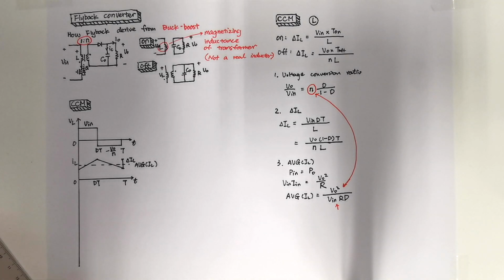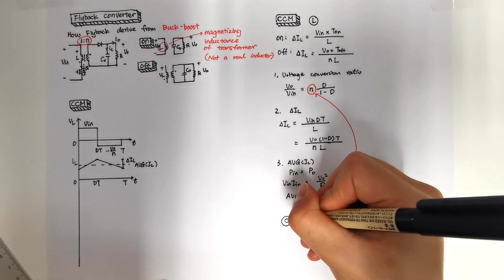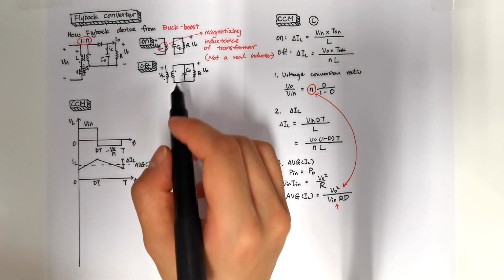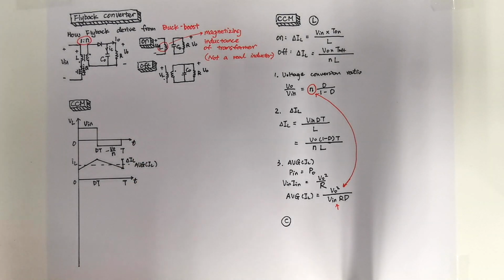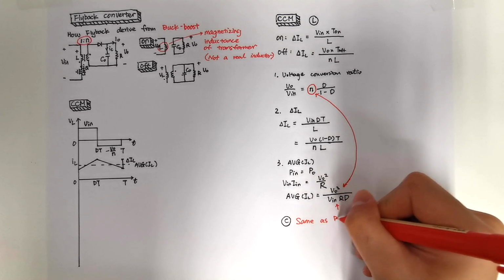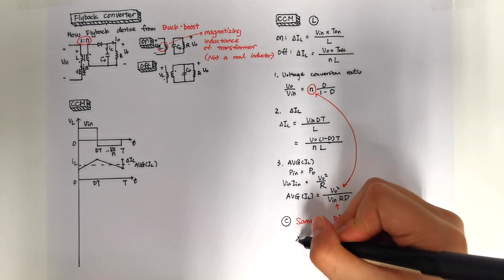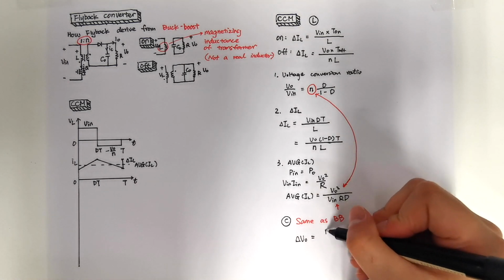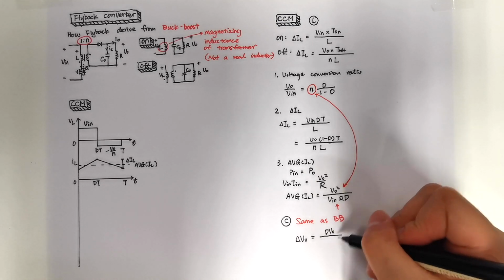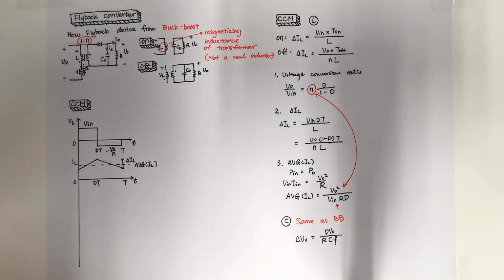After we analyze the inductor, we now analyze the capacitor. Because the secondary part is exactly the same as the buck-boost, we didn't change anything when we derived the flyback converter, so everything is the same as the buck-boost converter. So our delta Vout is D times Vout divided by RCf. Okay, so this is all we can know from analyzing the CCM mode.